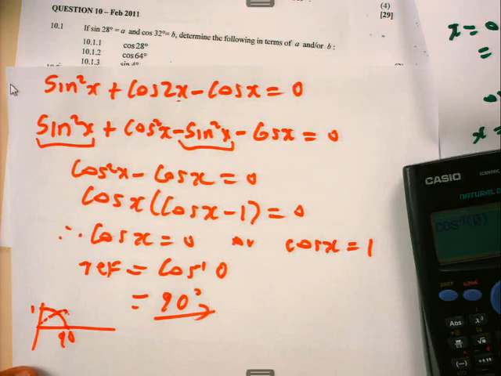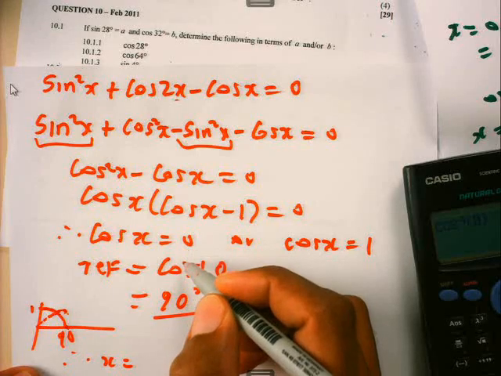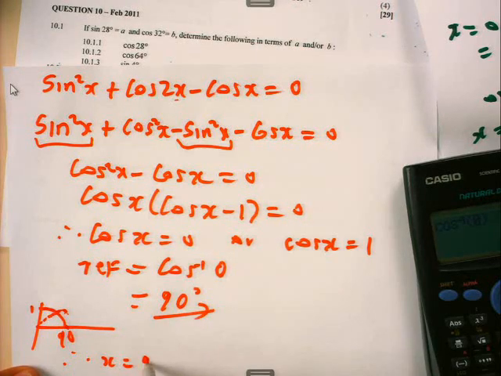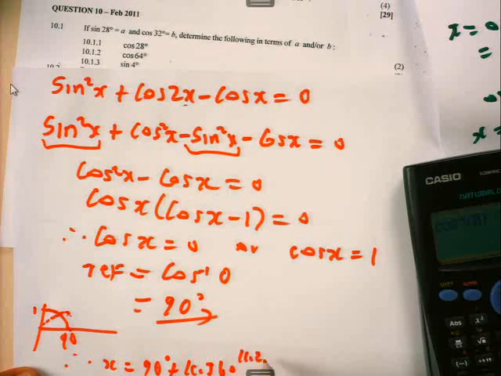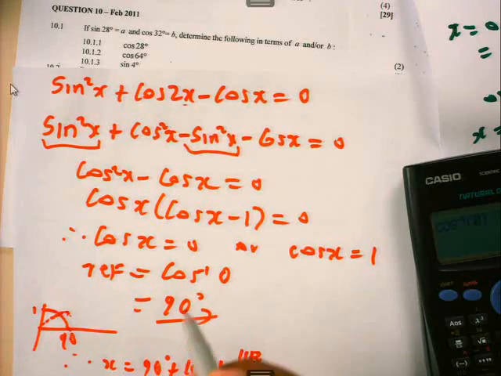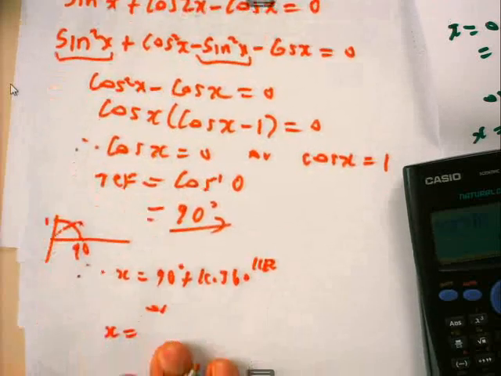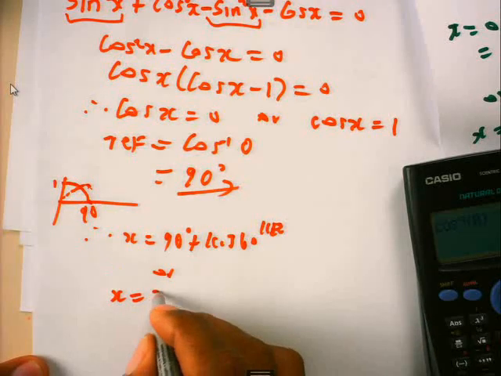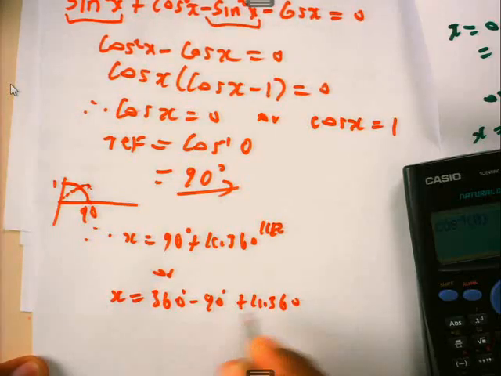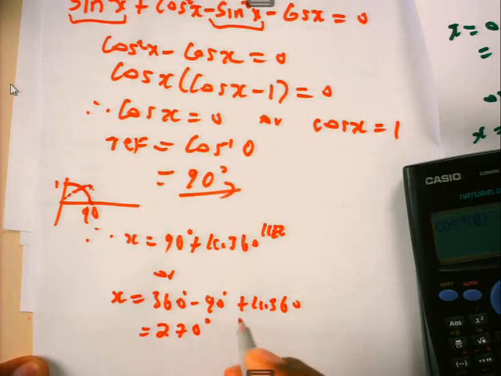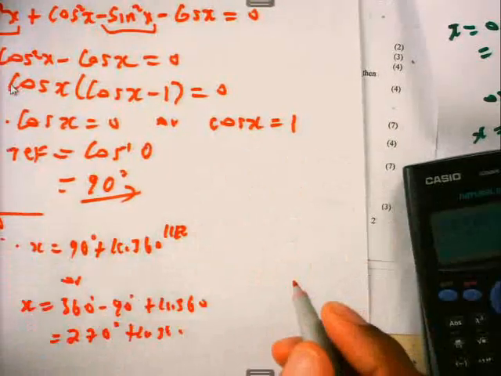Right, now from here, boys and girls, we can now say therefore x is equals to what? Now you check, cos is positive in the first quadrant, x is 90 degrees plus k times 360, where k is an element of the integers. And cos is also positive in which quadrant? Of course in the fourth quadrant, therefore we now say x is equals to 360 degrees minus 90 plus k times 360. Of course, we are going to have 270 degrees plus k times 360.